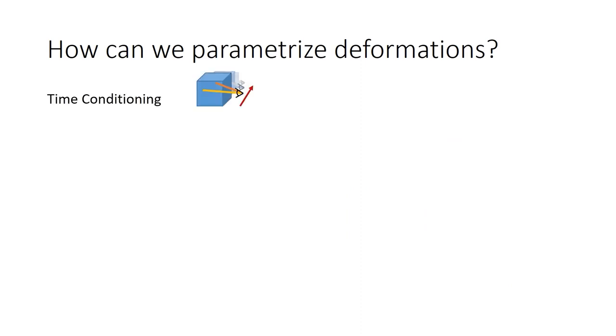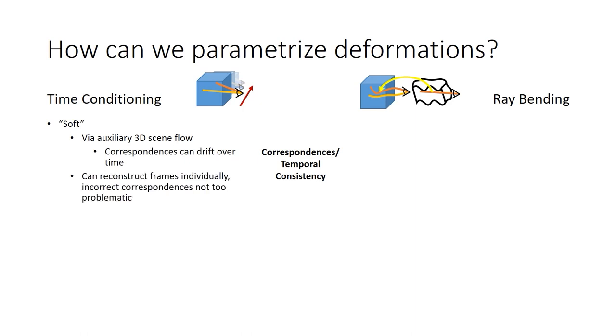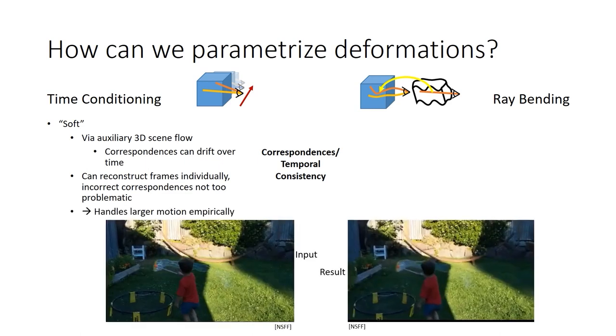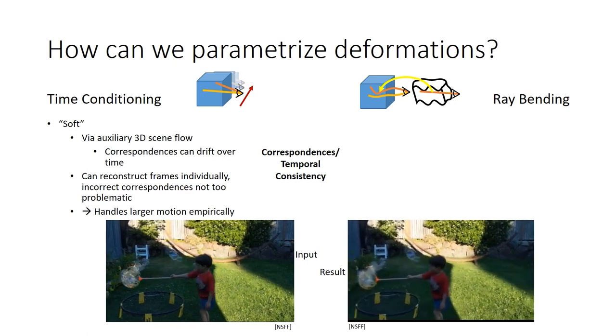We have time conditioning and we have ray bending. The crucial difference between both are correspondences or temporal consistency. In the case of time conditioning, the correspondences are more of a soft constraint. They are modeled by an auxiliary 3D scene flow and they can drift over time. This allows time-conditioned methods to reconstruct frames rather individually, since incorrect correspondences across time are not too problematic. Thus, these methods can empirically handle larger motion. We can see this here.